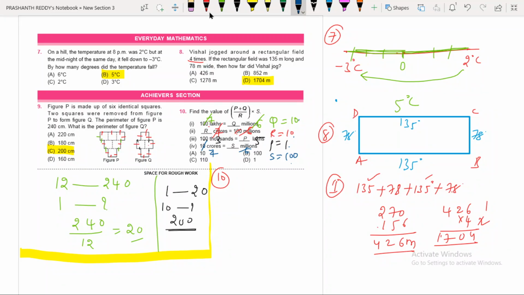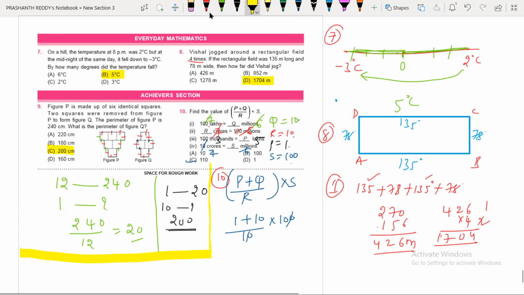See, without coaching, children, you can't understand this. Remember. Okay, now if you have proper coaching, you can understand this very easily. If you know these tricks, we can answer somewhat easily. Now, according to the given data, what did he ask to find? P plus Q by R into S. So, P value 1, Q value 10, R value 10, S value 100. 10 and 10 cancelled. 11 tens are 110. Therefore, 110 is the answer for this question.